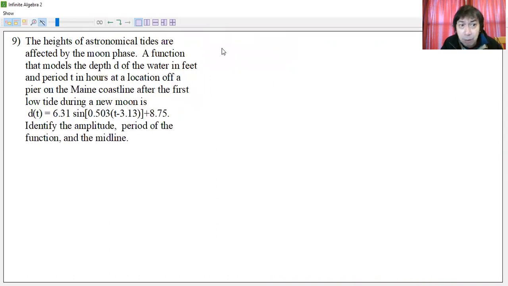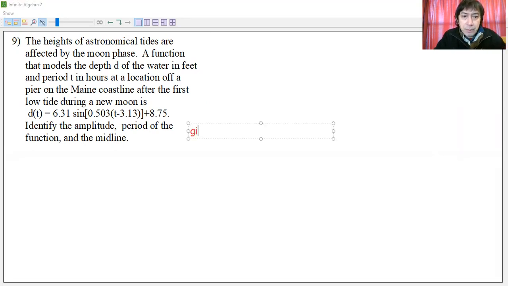Here's number 9. The heights of astronomical tides are affected by the moon phase. A function that models the depth d of the water in feet and period t in hours at the location of a pier on the main coastline after the first low tide during a new moon is d of t equal to 6.31 sine 0.503 times the quantity t minus 3.13 plus 8.75. All right, so it looks like we have here the equation. Okay, and let's write the equation first.